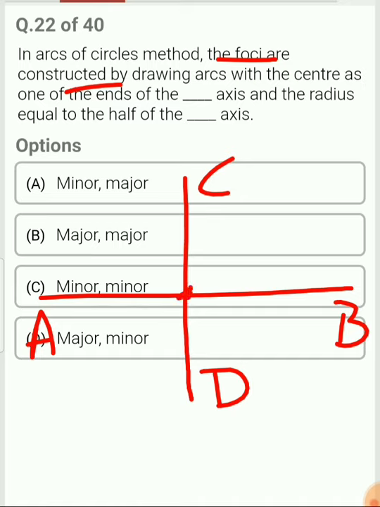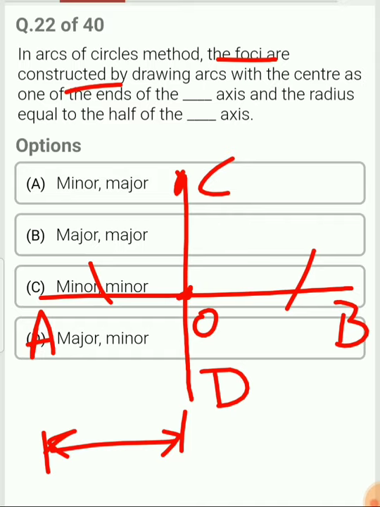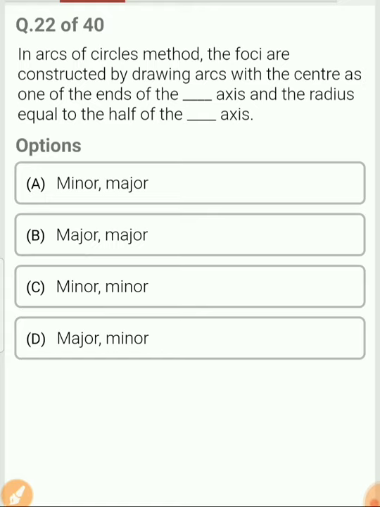Let's say that the intersection of major and minor axis is O. Then we need to take the distance half of the major axis. OA is equal to what? This distance OA is equal to half of the major axis. So take the distance OA, take C as a center, and with the radius as half of the major axis and C as a center, make a cut. So once you make a cut, you will get a focus over here. Fine. So the focus points are constructed from one of the ends of the minor axis and the radius equal to half of the major axis.